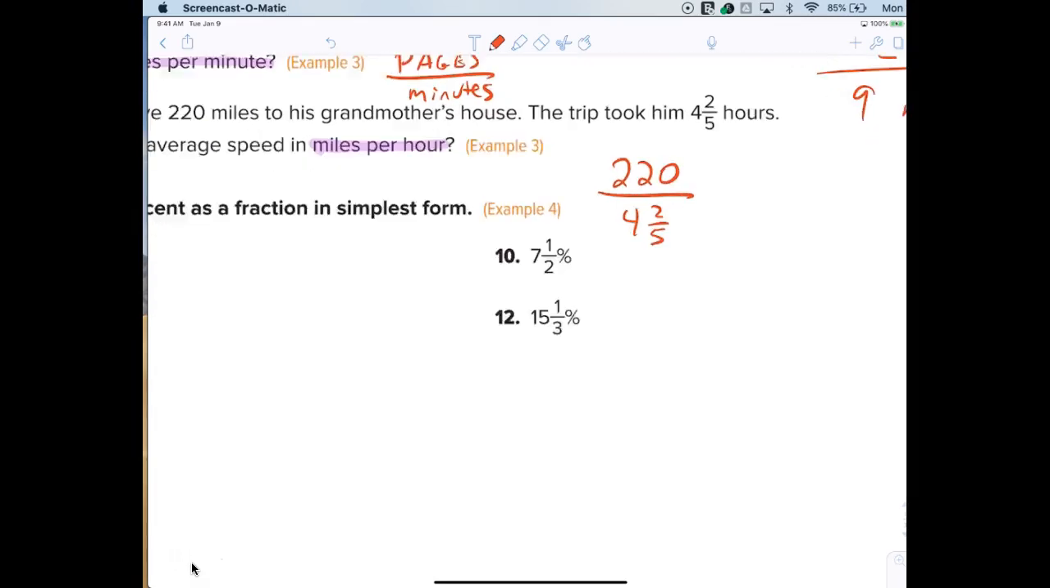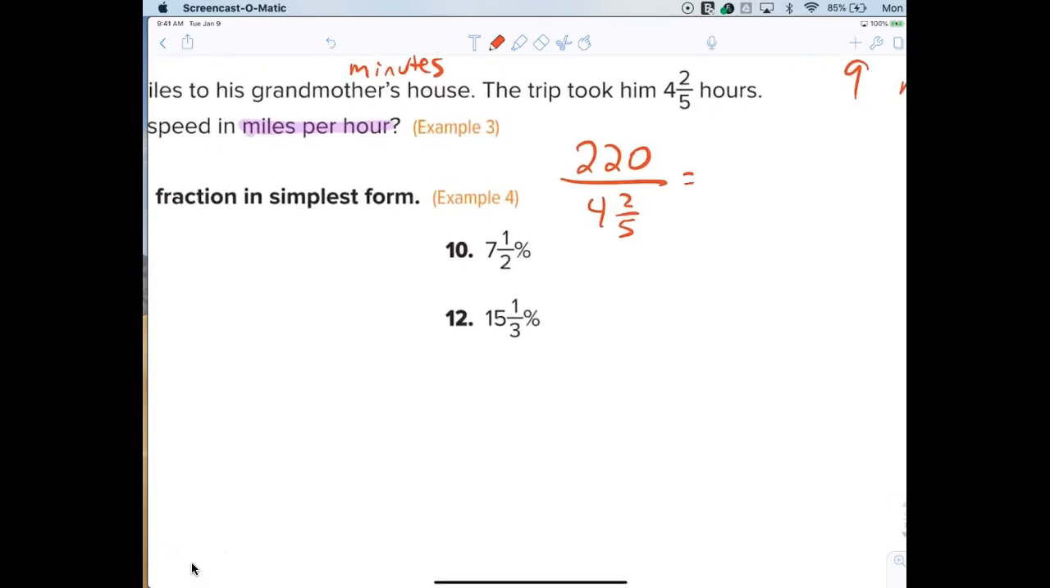He said 50 what? Miles per hour. That is exactly correct. Now, you have to explain to me what does 50 miles per hour mean, though. What does 50 miles per hour mean?